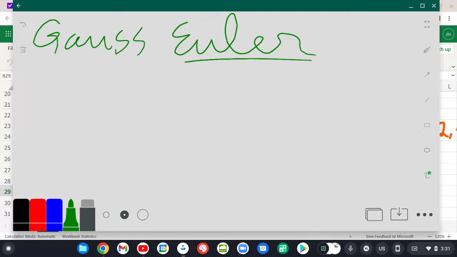Euler's number is basically something like this. So let's say we know what M is. M, right? Compounding frequency.